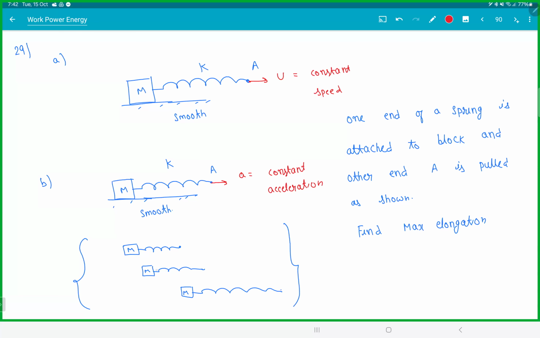Why is the block going forward? Because of the spring force kx. Why is A going forward? Someone is pulling it. We don't know who is pulling it, but someone is maintaining that speed u. So the block is going forward, and the spring is also stretching. So it looks like a caterpillar motion. It goes like this. It's like compressing and expanding, and it is going forward also. It will be a pretty weird motion. We're not interested in all that, but that is what would have happened. So find the maximum elongation in the spring.